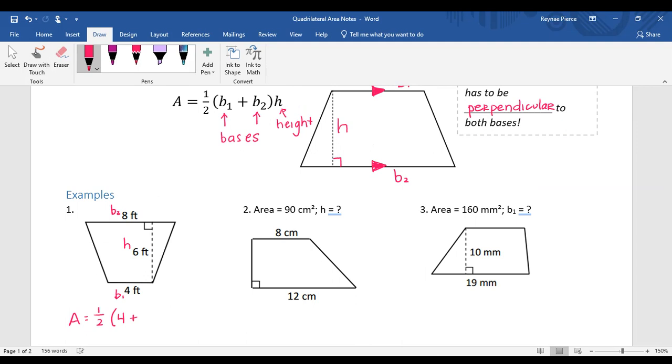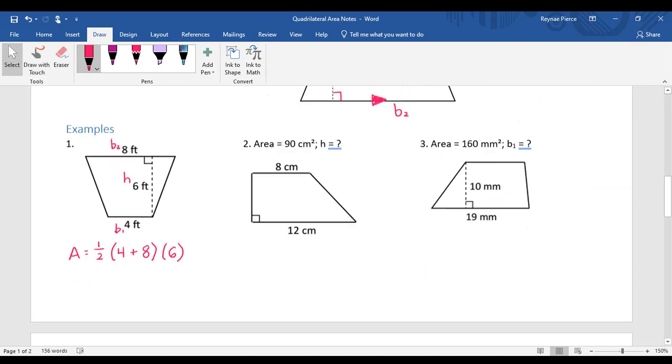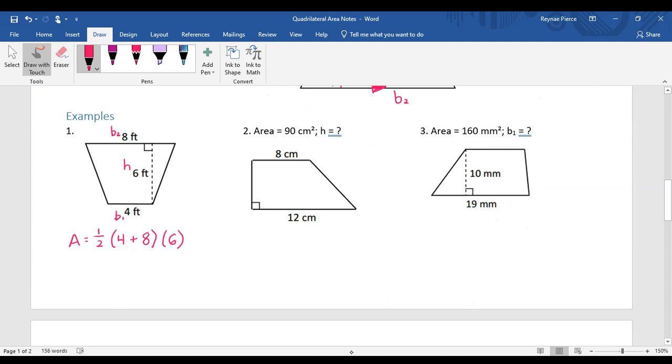I said my first base was 4. I said my second base was 8. And my height is 6. We need to do what's inside this set of parentheses first. 4 plus 8 is 12. And then we can just multiply these straight across in whatever order. 1/2 times 12 is 6, and 6 times 6 is not 33. It's 36. And then our units would be feet squared.